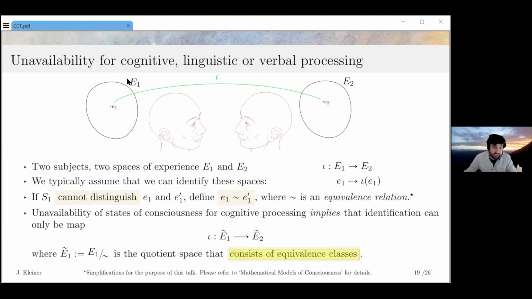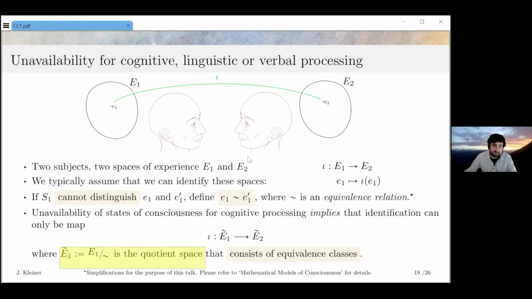And so what this basically means is that instead of being able to identify individual states of consciousness, we can only identify equivalence classes. So we'll have some map. Again, which map we choose doesn't matter for the following formal analysis. But we'll take one equivalence class, for example, the shades of red Hiro can distinguish, and the only thing we can do is identify that with an equivalence class that describes the shades of red I can distinguish. If we were to try to map individual states, that's meaningless because we can't distinguish them. So we're doing something wrong. So this is the so-called quotient space.